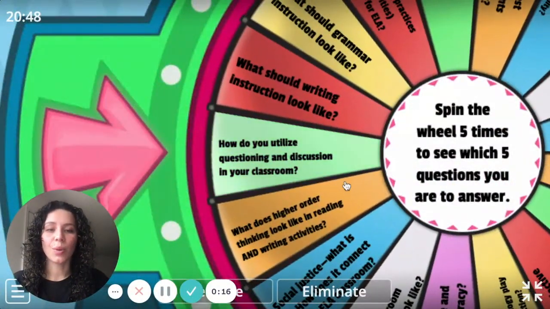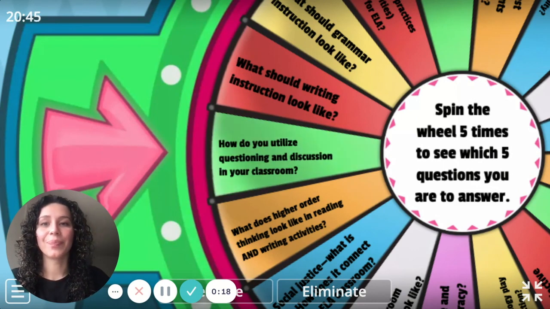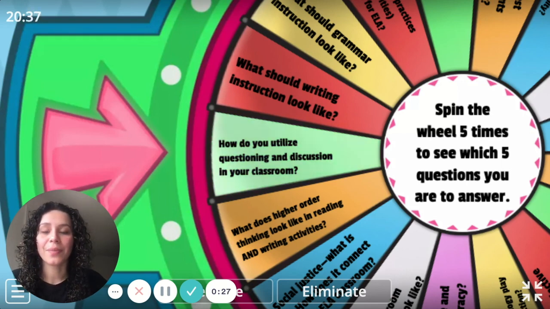How do you utilize questioning and discussion in your classroom? I love this question. This is one of the main components of the Danielson framework that I really rely on within a classroom environment. So I think that discussions are the best when they are run by students.